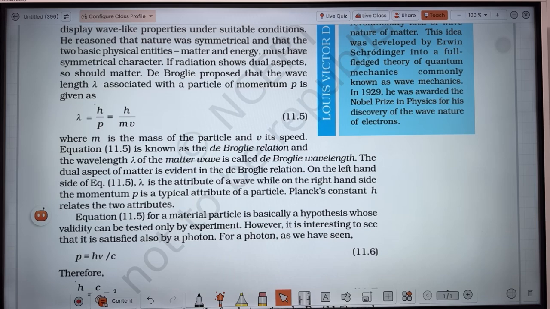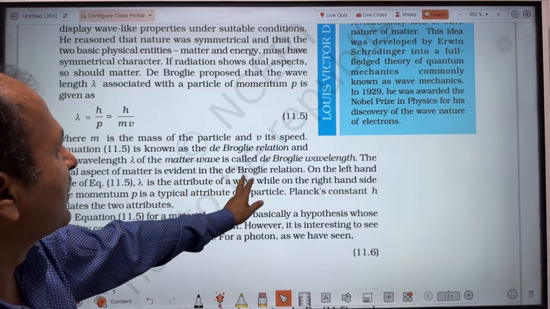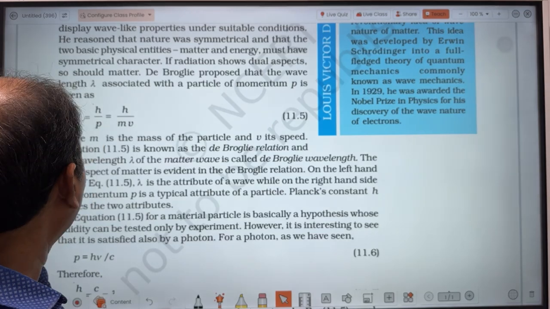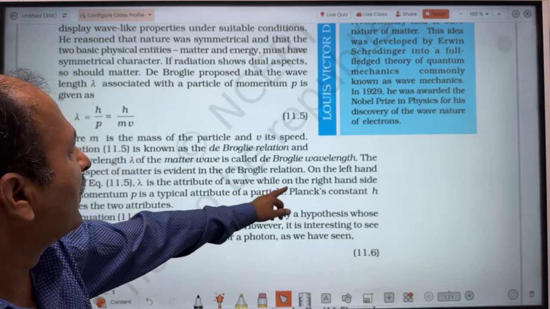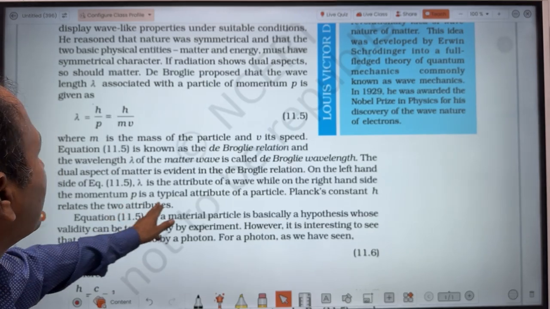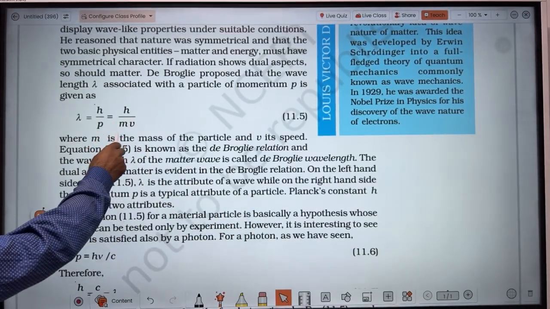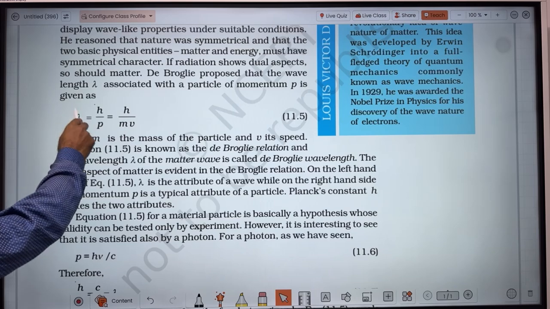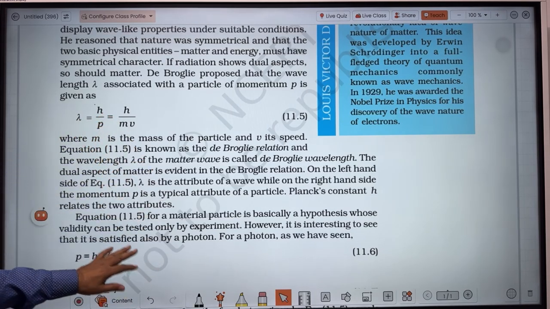The dual aspect of matter is evident in the de Broglie relation. On the left hand side of the equation, lambda is an attribute of a wave, while on the right side, the momentum p is a typical attribute of a particle. So this is mv, mass into velocity. So here is the particle nature, and here lambda is the wave nature. And h is the Planck constant.